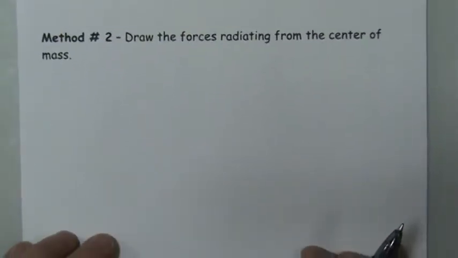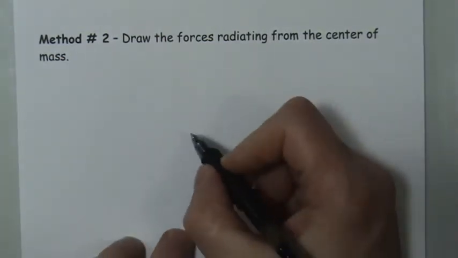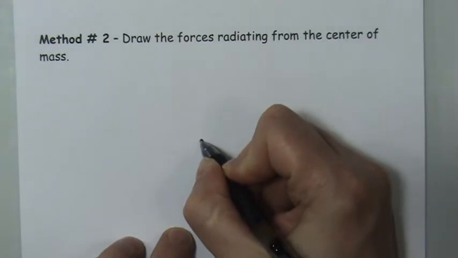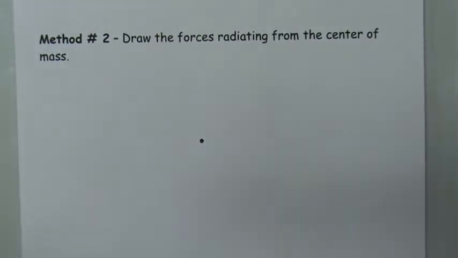So what the second method says is, rather than even drawing the object, let's just draw the forces acting on the center of mass. And all we need to represent the center of mass is a dot. So that's the sled right there. That dot represents the sled. And I'm going to identify all the forces acting on it, and I'm going to make those forces point outward away from the dot in the direction that the force is pointing.